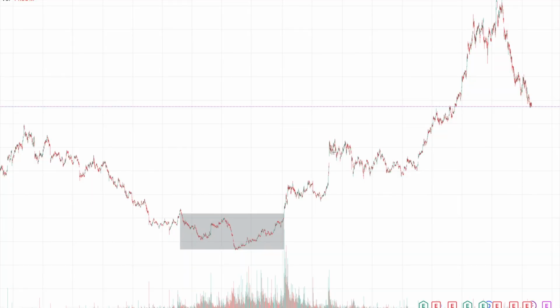In Stan Weinstein's way of trading, the 30 weekly moving average is used as an indicator, which I will be showing you in TradingView at a later stage of the video.